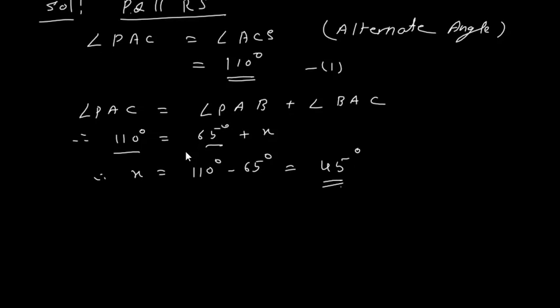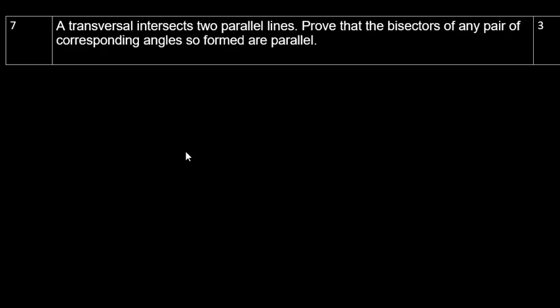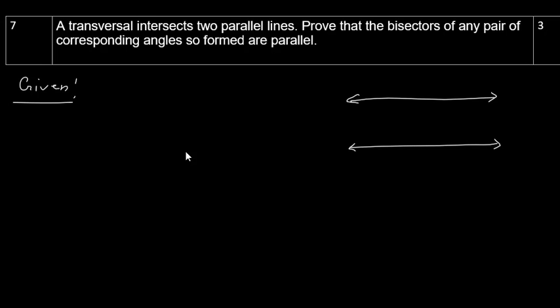Now let us see the seventh question. A transversal intersects two parallel lines. Prove that the bisectors of any pair of corresponding angles so formed are parallel. So let us first write given. So here what is given? A transversal intersects two parallel lines. So let us say that AB parallel to CD is given. So here I name this as AB, I name this as CD. AB parallel to CD is given and there is a transversal.